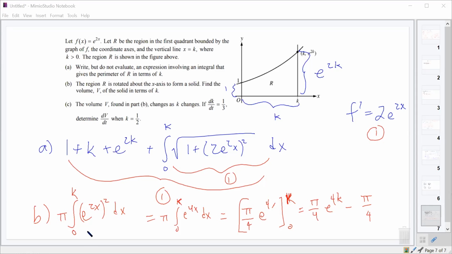Wow, 4 points. 1 point for the correct integrand setup, 1 point for the right limits, 1 point for the correct antiderivative, 1 point for the correct final answer. Good? Yeah.